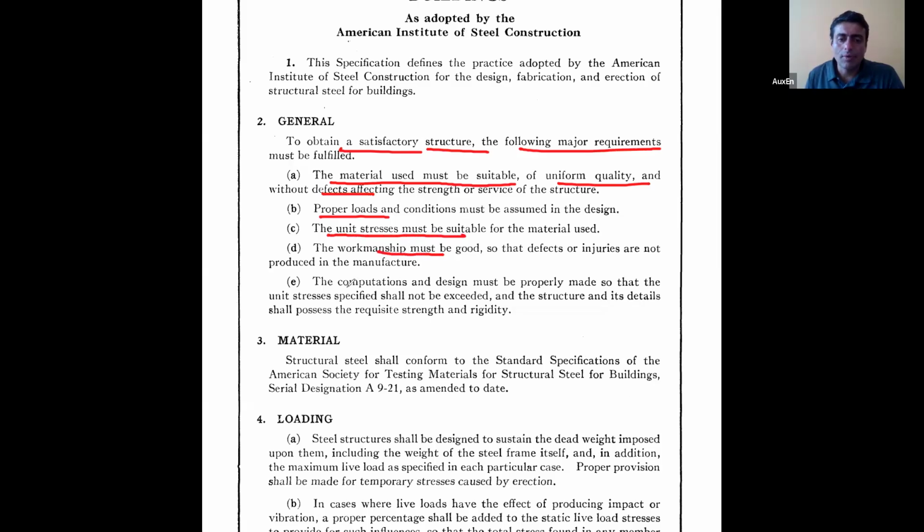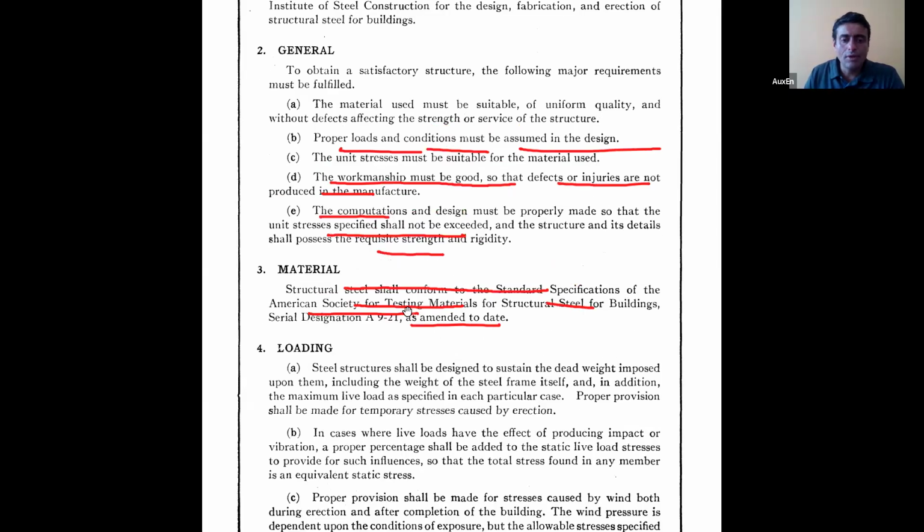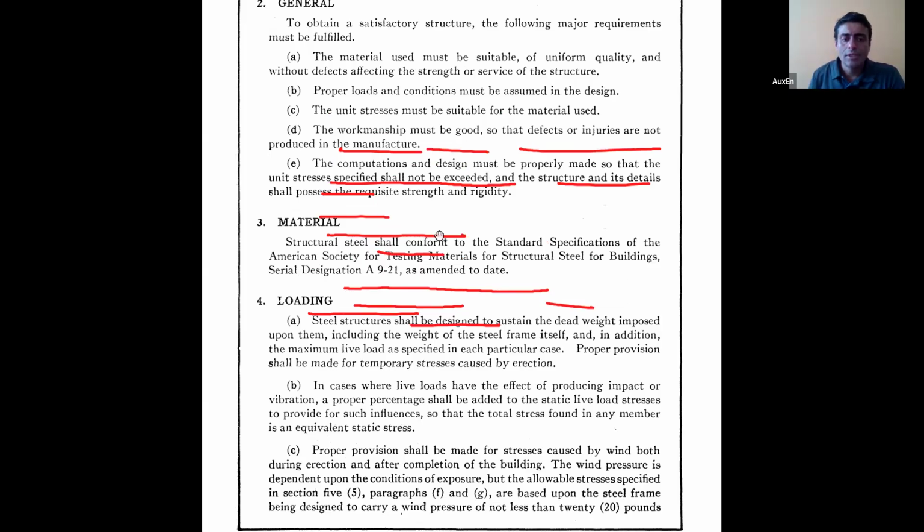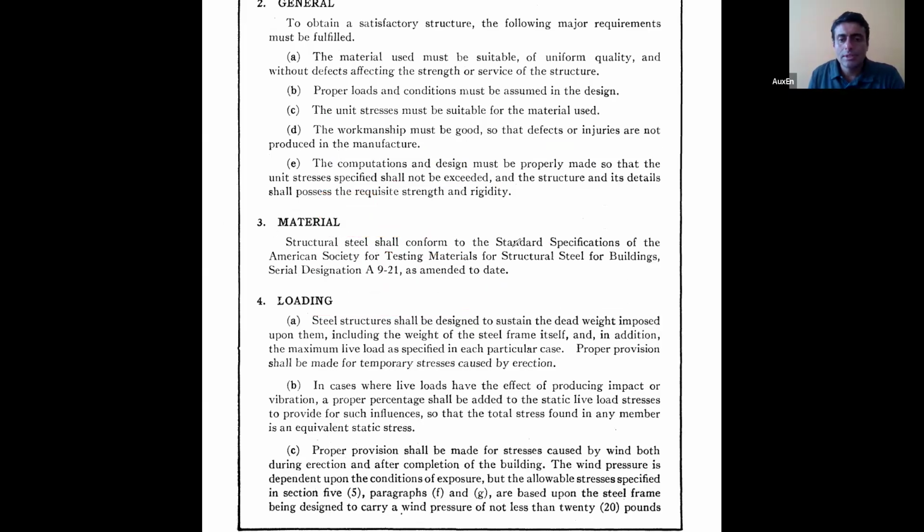Workmanship should be good. Computations and design must be properly made so that the stresses specified shall not be exceeded, and the structure and its details shall possess the requisite strength and rigidity. Material: where you are supposed to take the material from. Structural steel shall conform to the standard specification of the American Society for Testing and Materials, ASTM. For structural steel for buildings, this is ASTM A9. This is the material grade that has been specified.